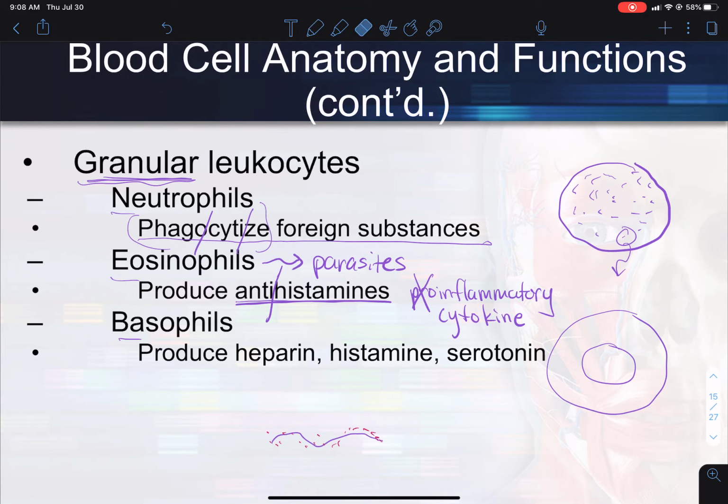Okay. Then we have basophils. Basophils stain blue. They also have those granules. And those granules, instead of producing antihistamines, are going to produce heparin, histamine, and serotonin. Histamine is definitely pro-inflammatory. Serotonin is a type of chemical messenger that will talk to different types of cell receptors and produce different cell responses. And we don't really go into details about what heparin is in this class.